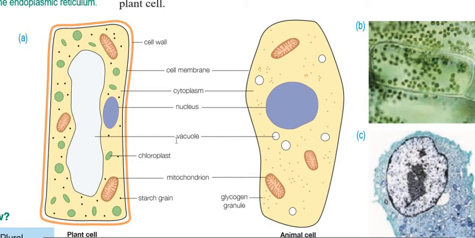Then we have the vacuole. Now, the function of the vacuole is to store water and soluble substances. Now, your vacuole stores all the water and waste, including food also. So your vacuole stores water, waste, and food.